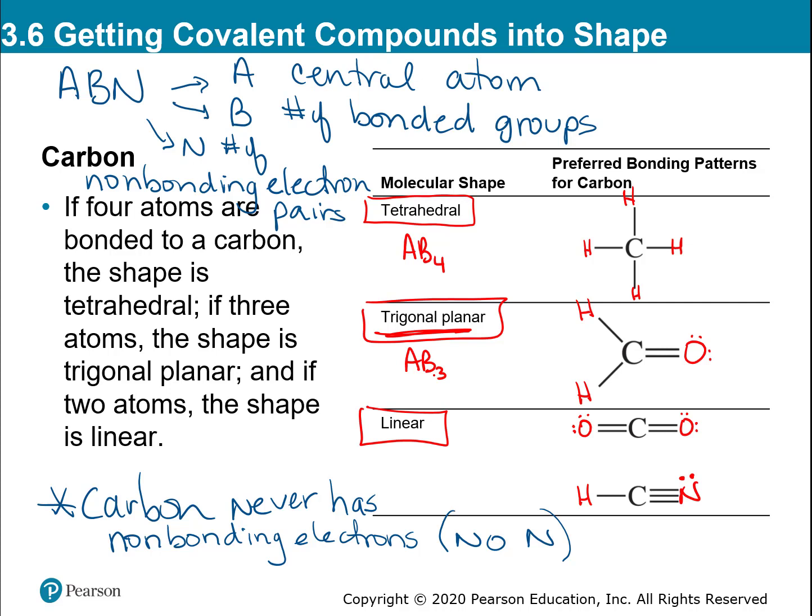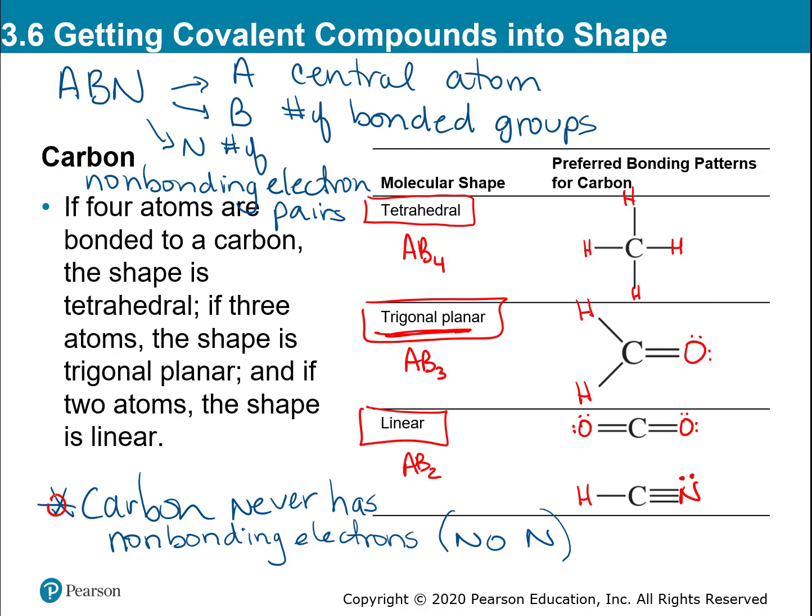Then the bottom one. If carbon has 2 double bonds, or a triple bond and a single bond, this is going to be 2 bonded groups. They're going to want to get as far apart from each other as possible, which puts them on opposite sides of the carbon. This is how you end up with an AB2. So these are 4 very different shapes, and like I said, it doesn't really matter what's connected to the carbon. It's just a matter of looking at the central atom and how many groups are connected to it.